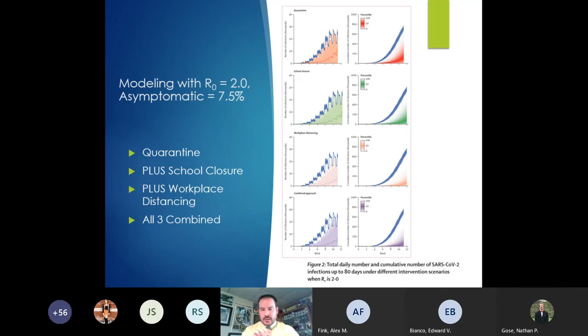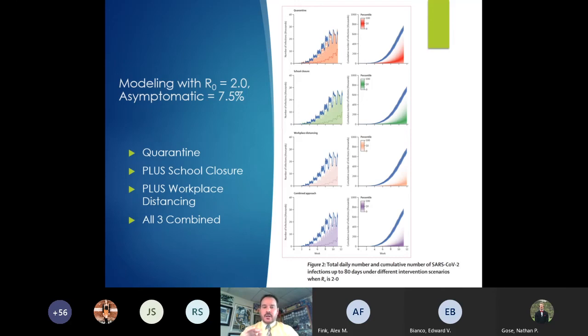And then the darker line under that in the middle of the shading, that's the end result. And on the left, that is infections per day. On the right, that's total infections up to 80 days. So they did simulation for 80 days.